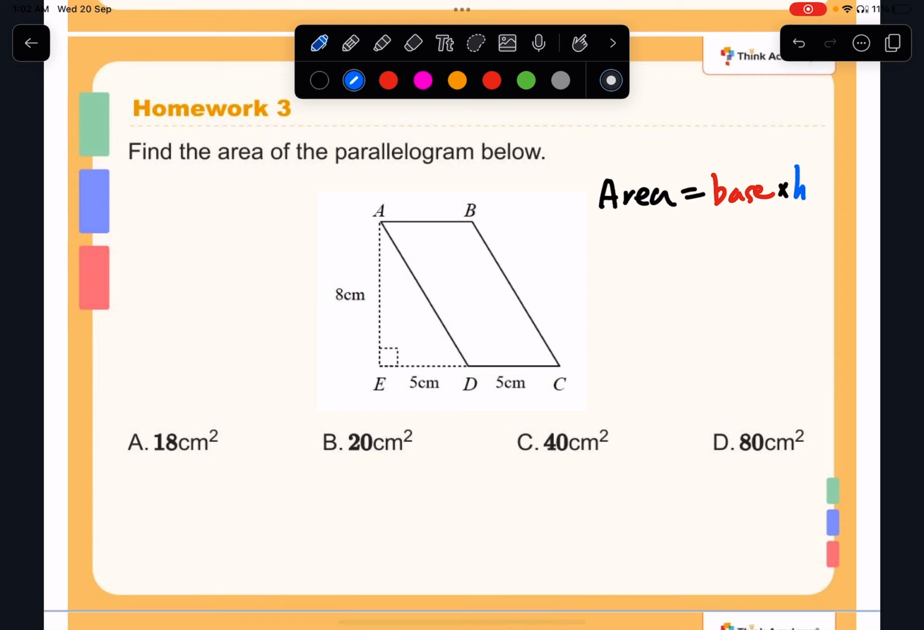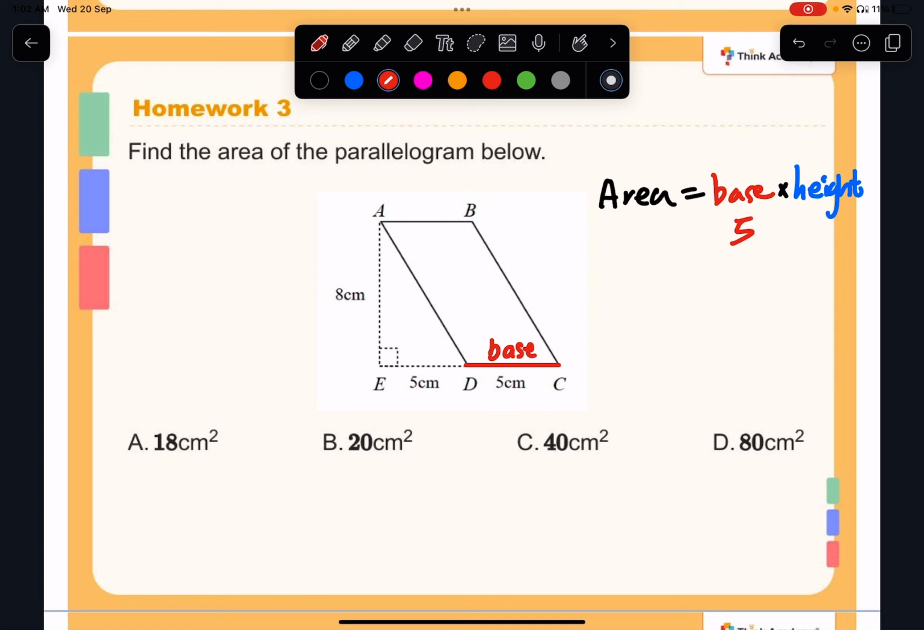And this one is a little bit tricky because the base and the height are not that obvious. So do I know any side length of this parallelogram? Yes, DC, right? This is one of the sides, and this is the only line that I know is a side of this parallelogram. So maybe the base is just DC. Okay, it is just DC, 5 centimeters.